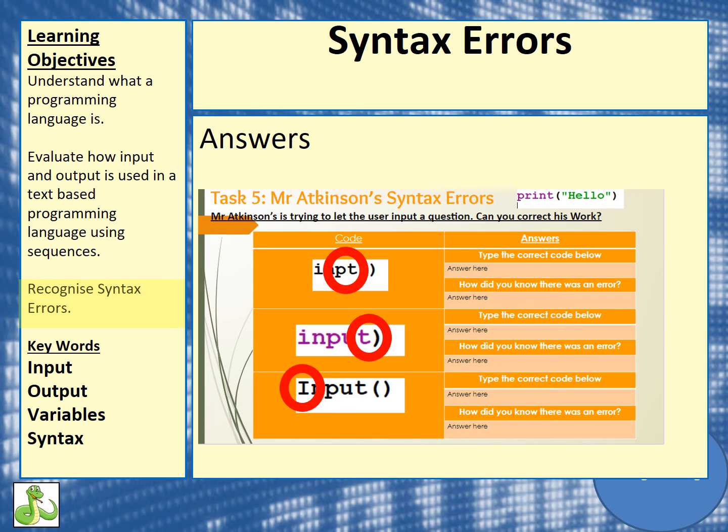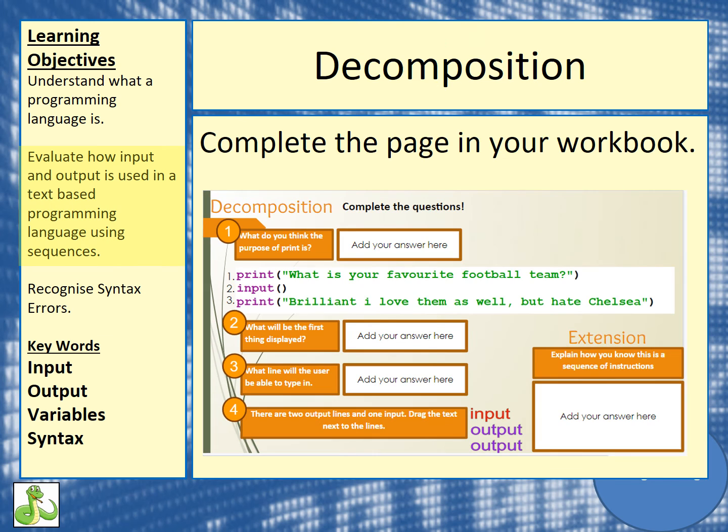Again, here are the same ones for the input slide. You look at these 3 and see if you can answer them. Hopefully you've noticed that input is missing a U. The second one, it's missing a bracket, and the third one, it's actually a small i instead of a capital I. We should now be starting to get a good understanding of the different Python statements that you're going to be using. I want you to find this page in your workbook and try and answer the following questions.